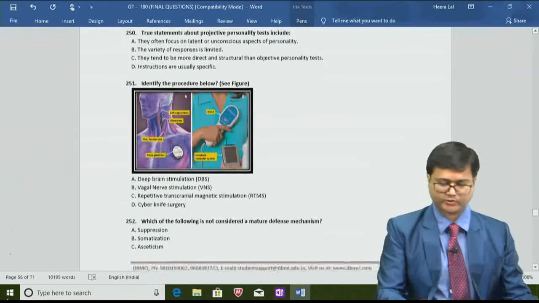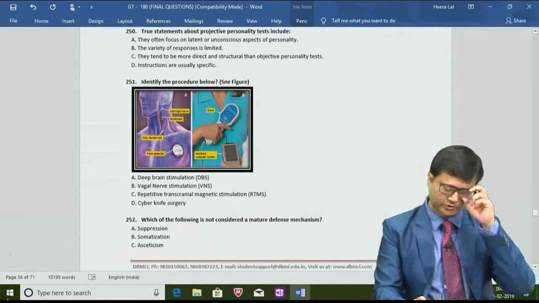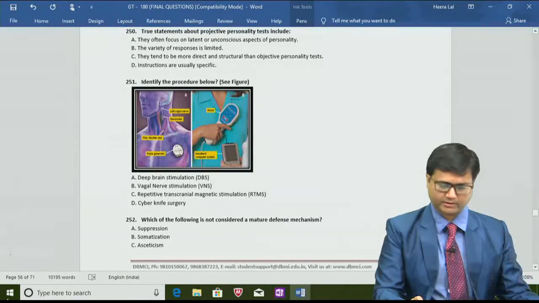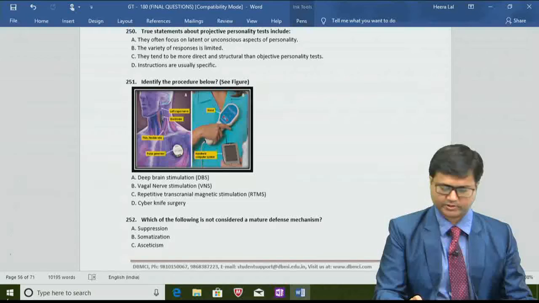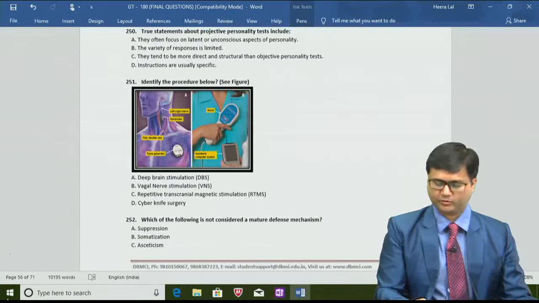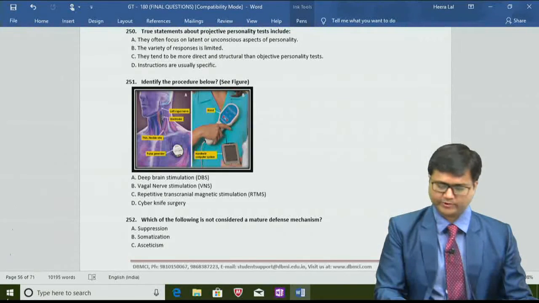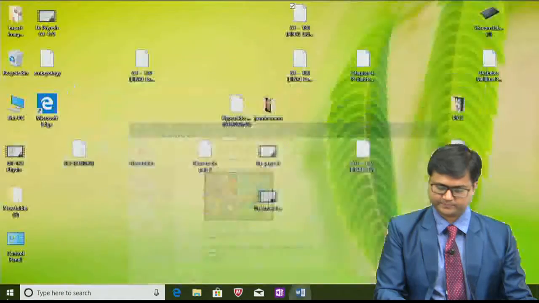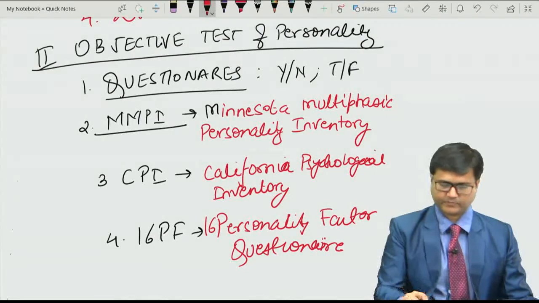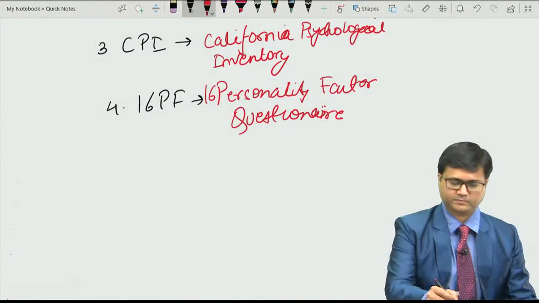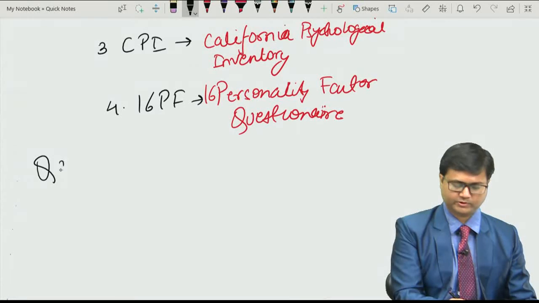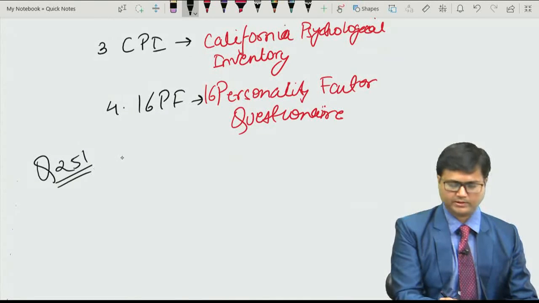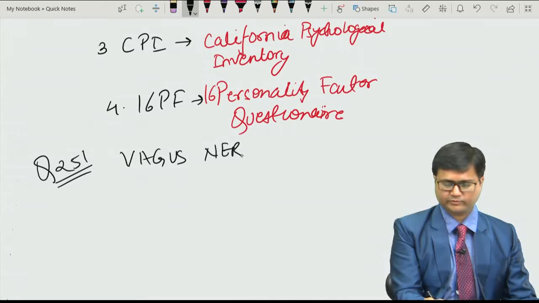Now coming to the next question, to identify the procedure below, the correct answer to this is option B, which is vagus nerve stimulation. Now let us discuss in detail about vagus nerve stimulation. So the answer to question 251 is vagus nerve stimulation.